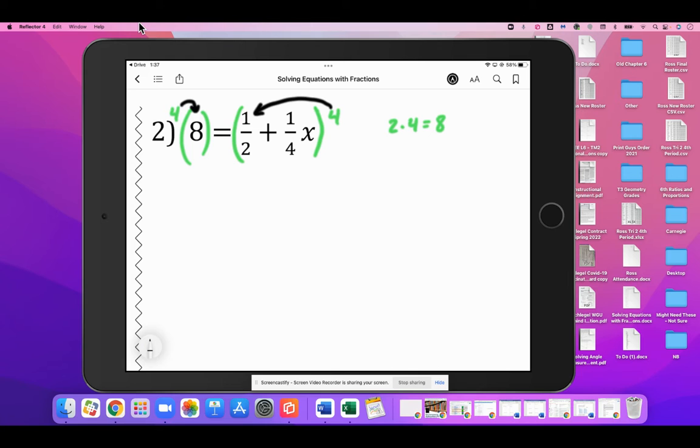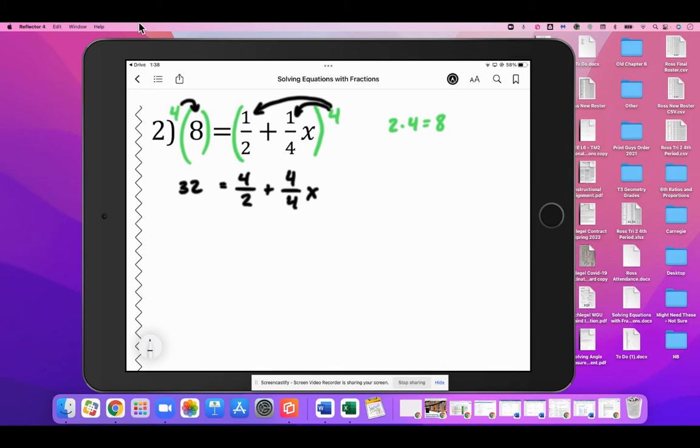So distributive property, we're going to multiply a 4 by both of those things, and we get 8 times 4 is 32, equals 4 times 1 is 4, over 2. Denominator stays the same. 4 times 1 is 4. Denominator stays the same. We bring down our x.